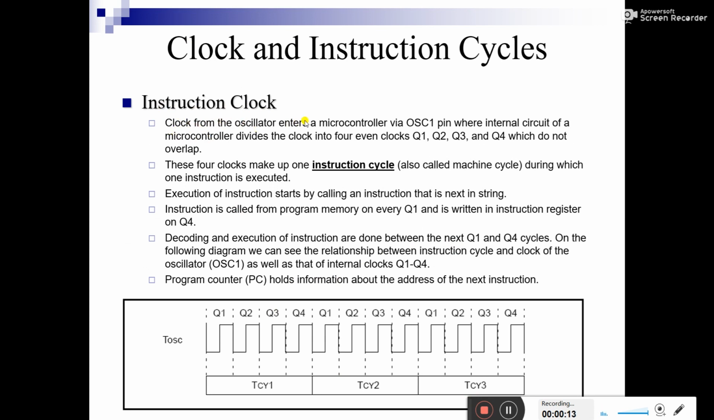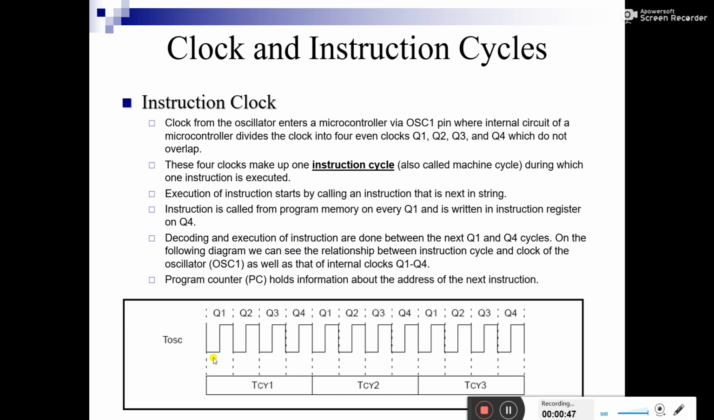The clock from the oscillator enters the microcontroller via the oscillator pins, where the internal circuits of the microcontroller divide the clock into 4 even clocks. These are Q1, Q2, Q3 and Q4, which we can name as such. These 4 clocks make up one instruction cycle.